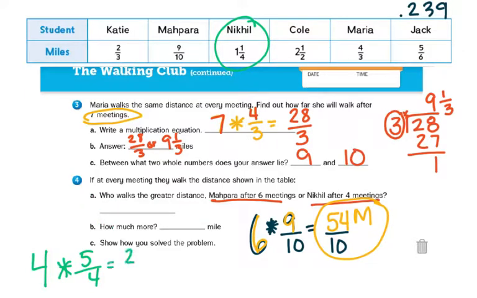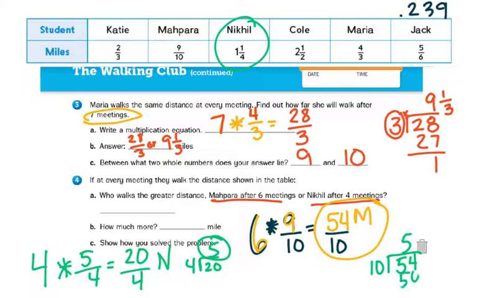4 times 5 is 20, 20/4. That's for Nikhil with an N. Now, 4 goes into 20 5 times, so Nikhil is 5 miles. Now, let's see for Mafara, how many 10s are in 54? Well, there's 5, right? 10 goes into 54 5 times with a remainder of 4. So this is more than 5 miles. So who walked more? Mafara.